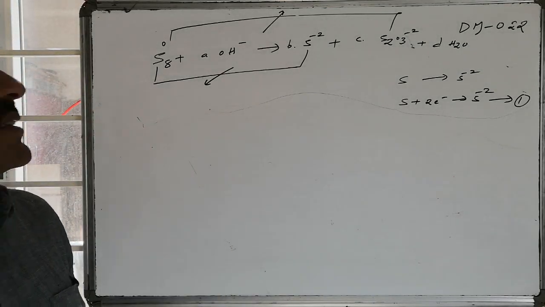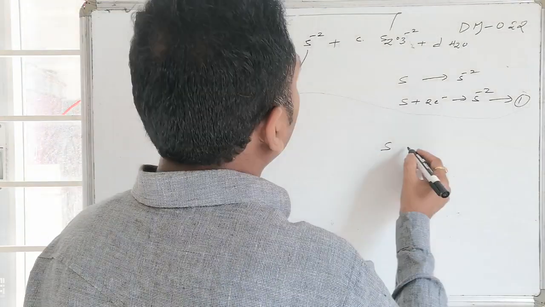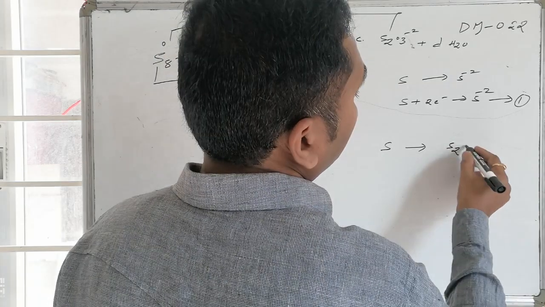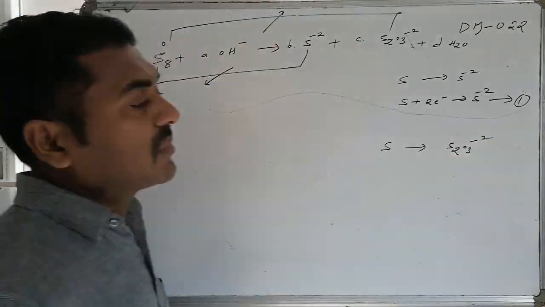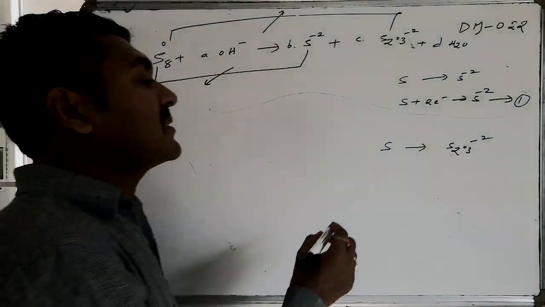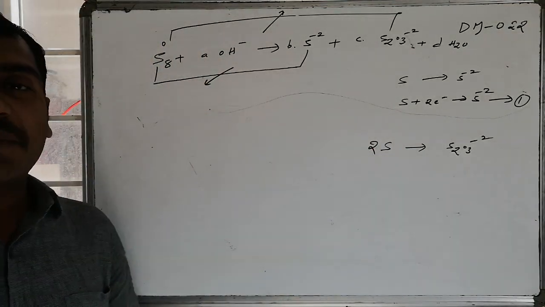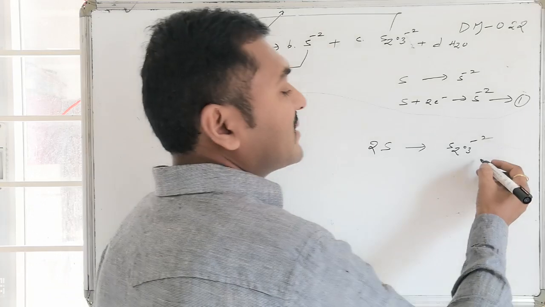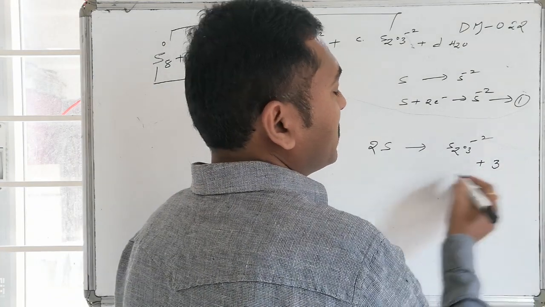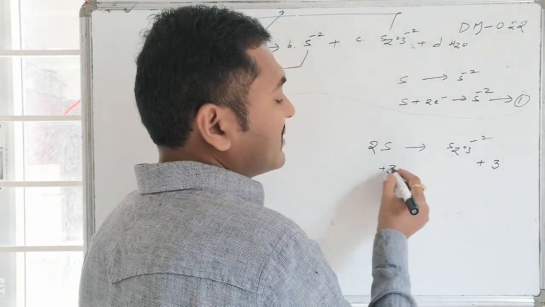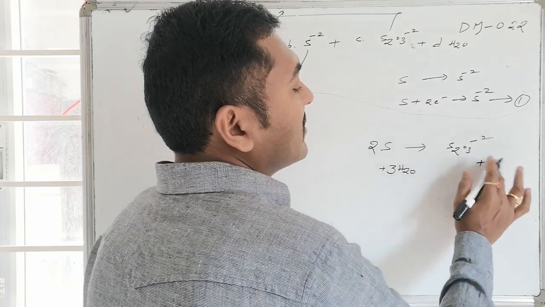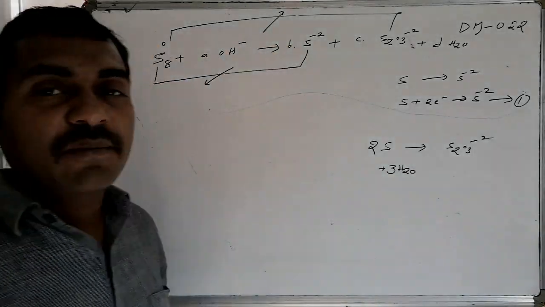Let us go for the oxidation reaction. S0 is converted to S2O3 2 minus. But to maintain S2O3 2 minus, minimum I require 2 S, that is 2S is converted to S2O3 2 minus. I have to balance the oxygen using water. Suppose on this side 3 oxygens are there. To fulfill that, 3 water molecules are added.